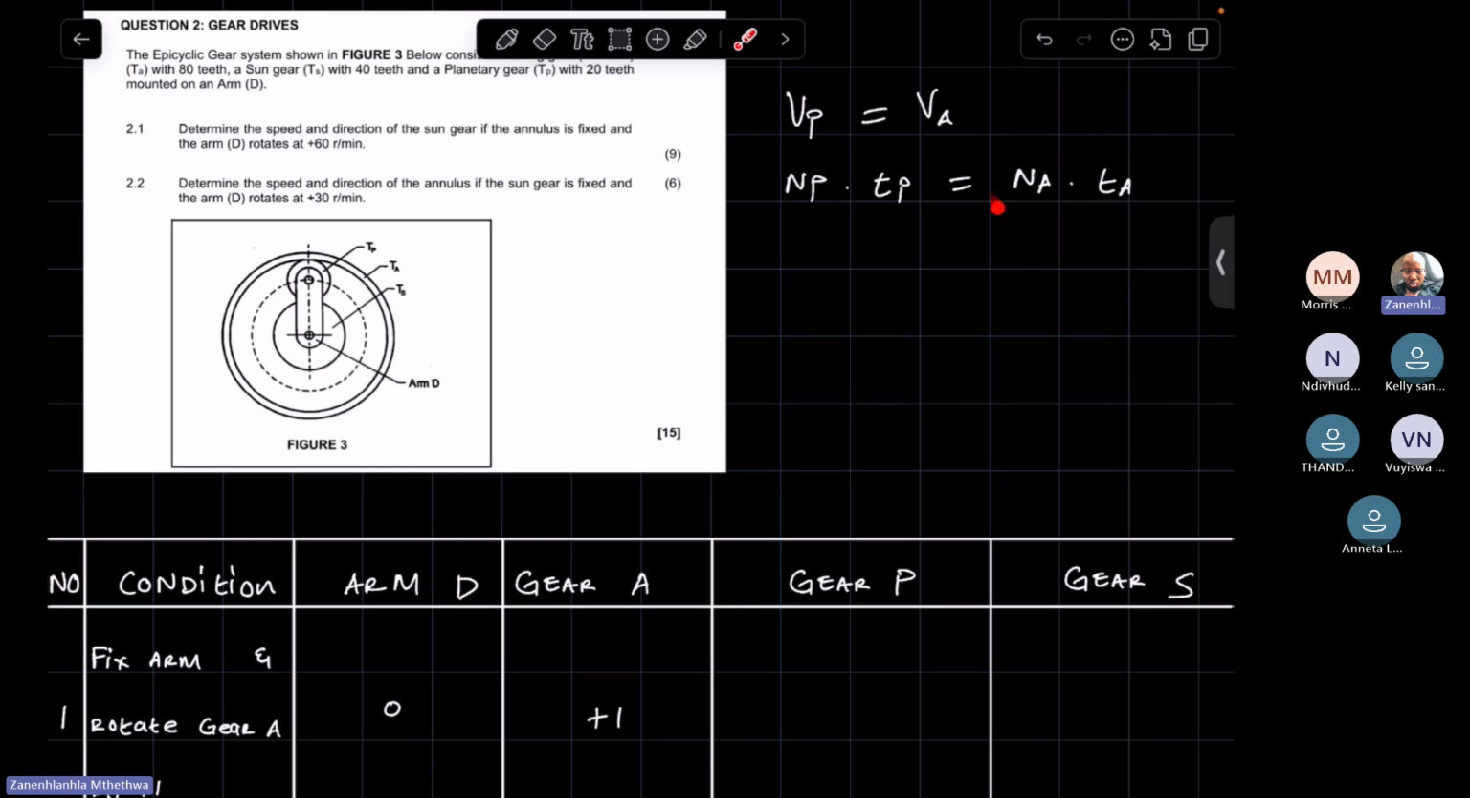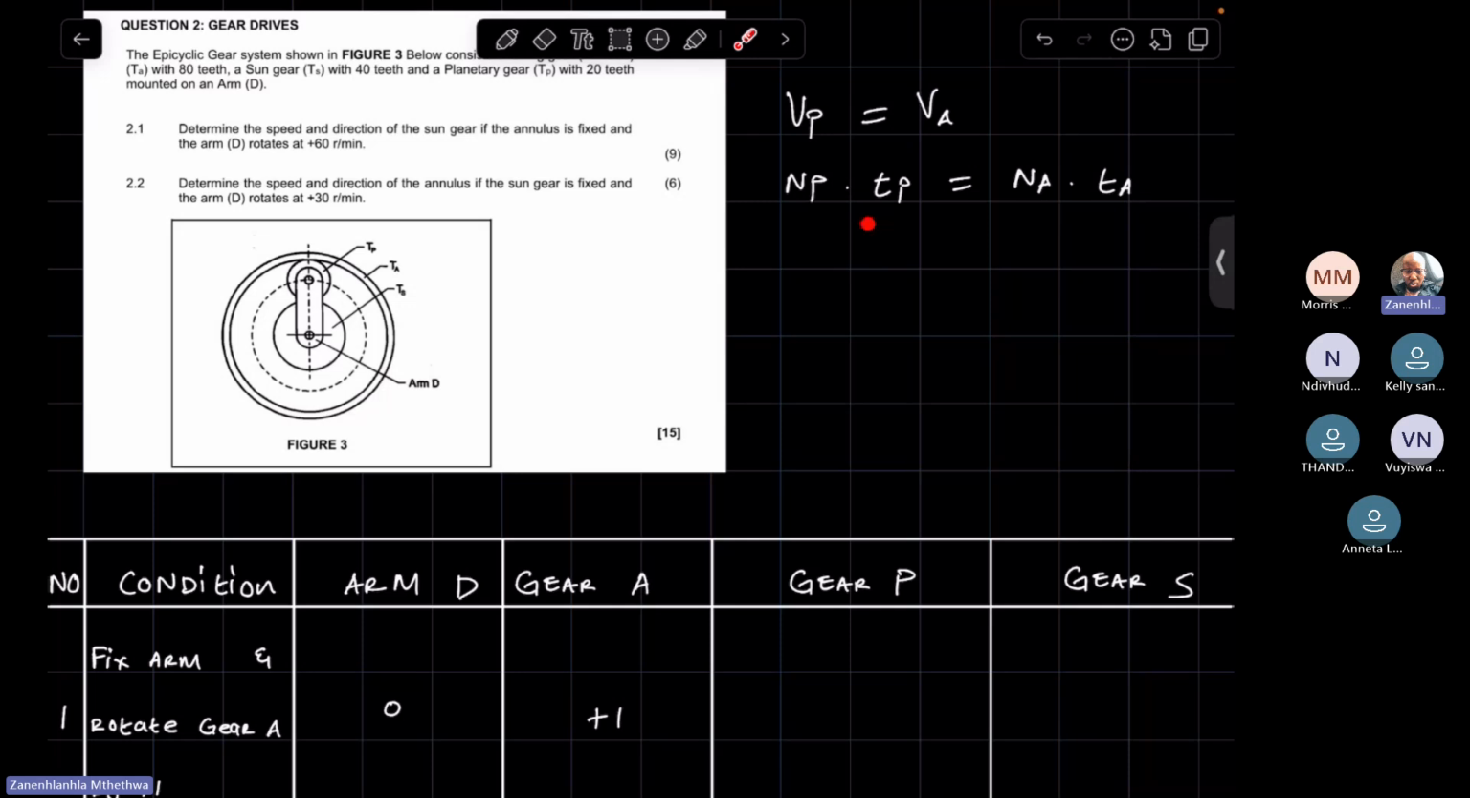Now, if this is rotating clockwise, remember, take into account that this is the annulus. It has teeth ground onto it on the inside circumference. And whenever a gear meshes with the annulus, they tend to go in the same direction, which means if the annulus is rotating clockwise, the gear that it is meshing with, which is the planetary gear, is rotating clockwise as well. Right?